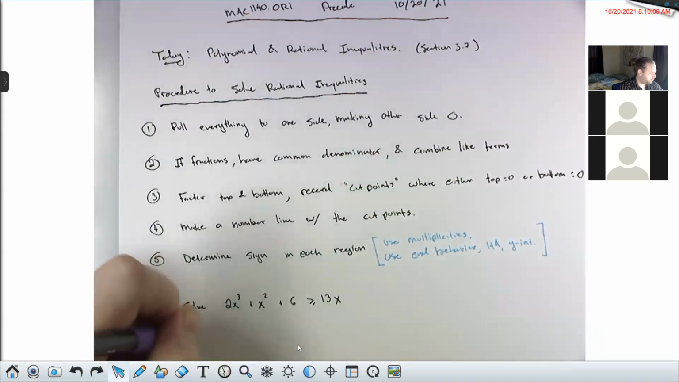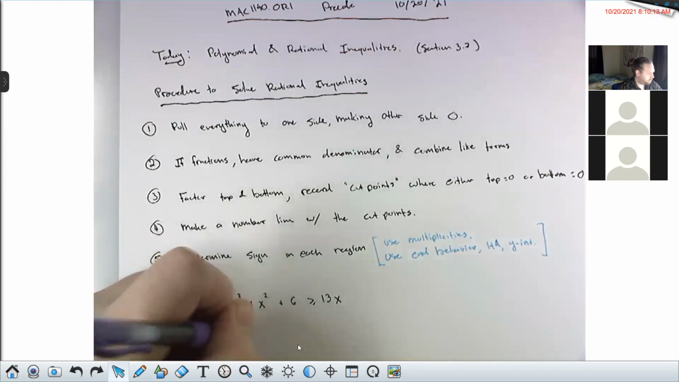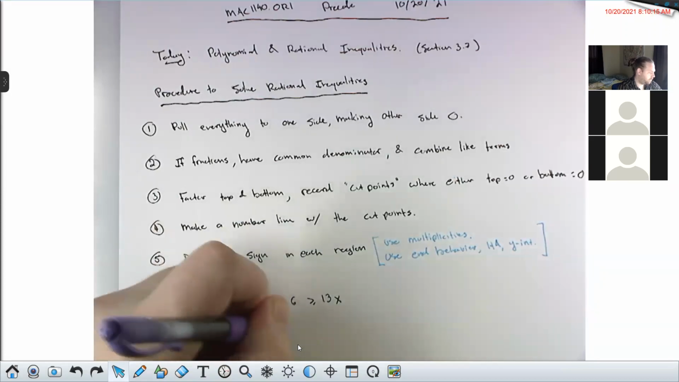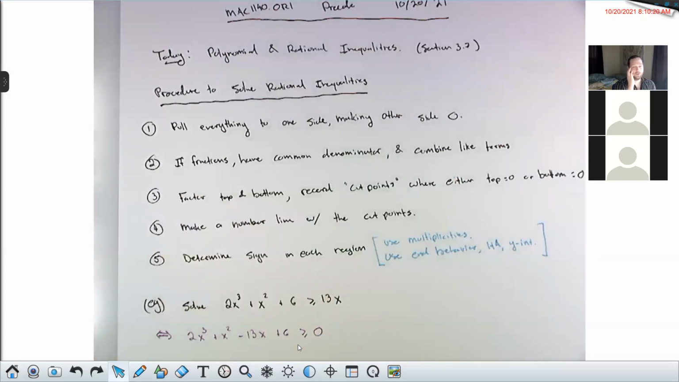That'll give me 2x cubed plus x squared minus 13x plus 6 is greater than or equal to 0. I've subtracted 13x from both sides. Now I need to factor this. Factoring this can be a bit of work.